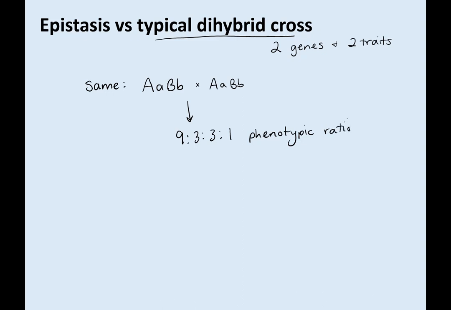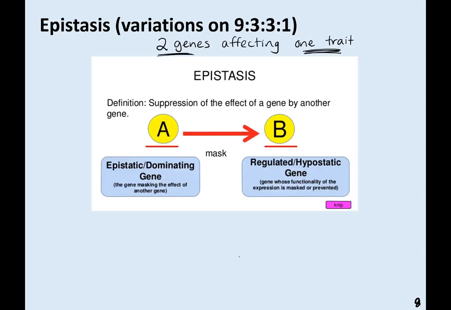But again, normally we're looking at dominant-dominant, dominant-recessive, recessive-dominant, recessive-recessive, two traits. Okay. In epistasis, the A and the B genes are influencing one trait. Okay, so that's a big difference. And I'm not sure that I totally made that clear in class. So if we go back here, we talk about one gene masking or dominating over another gene.